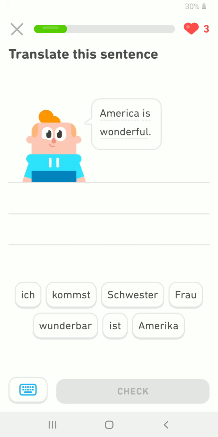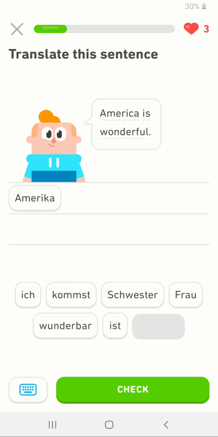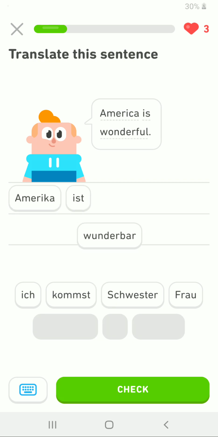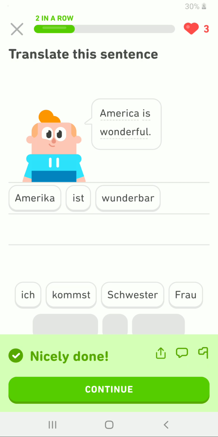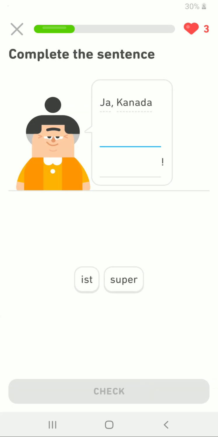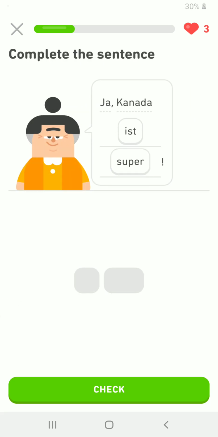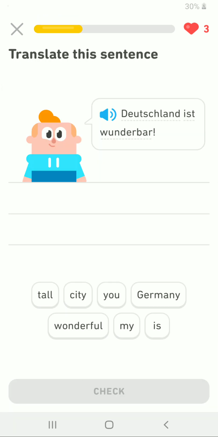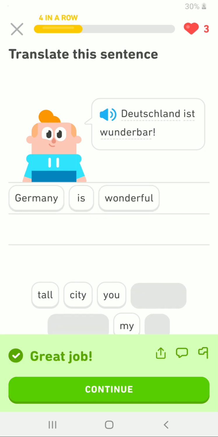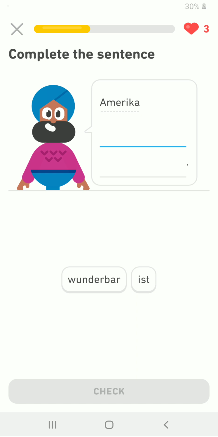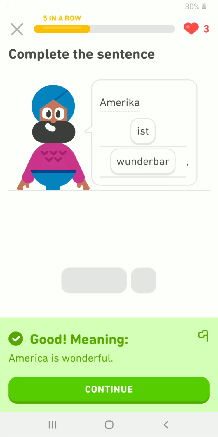America is wonderful. So America ist wunderbar. Wunderbar. Ja, Canada is super. So Deutschland ist wunderbar. So Germany is wonderful, yeah, and America is wunderbar also.